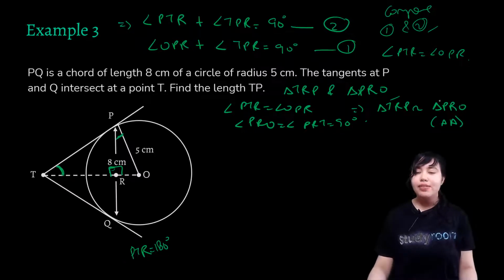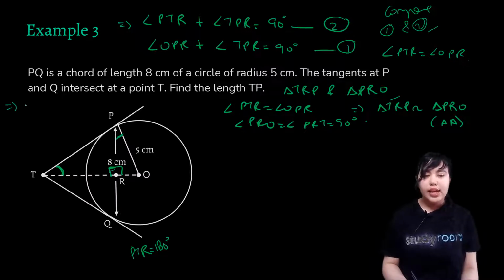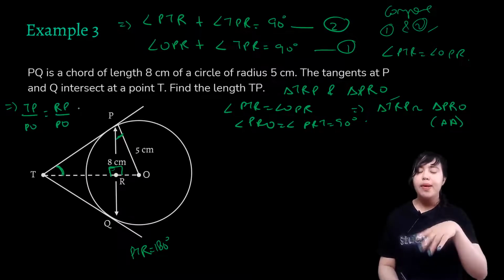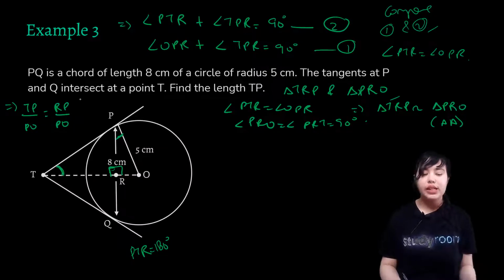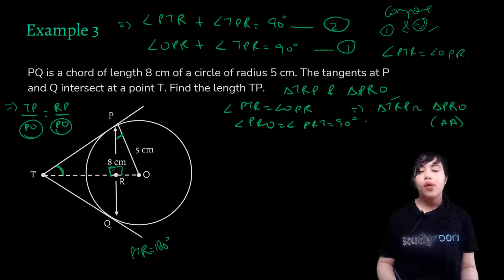So if they are similar, the corresponding sides would be in the same ratio. So we can say TP upon PO is equal to RP upon RO. You can have the other pair of sides as well, but this would suffice right now because we know OP is 5, again OP is 5. What about RP? We found it to be 4 centimeters.